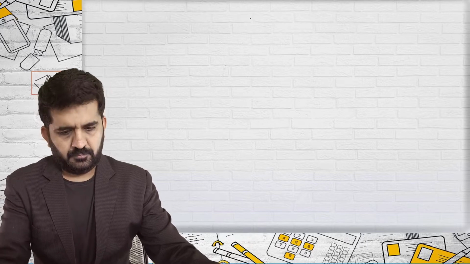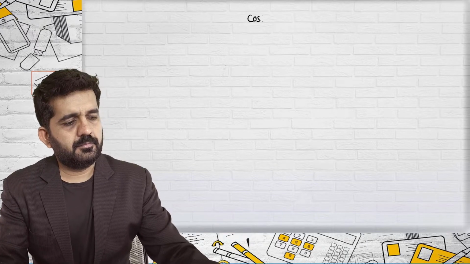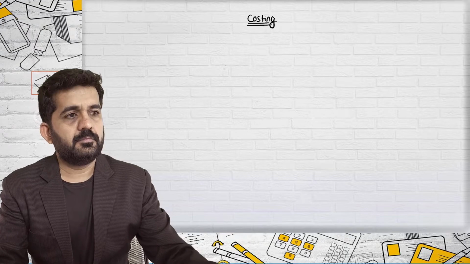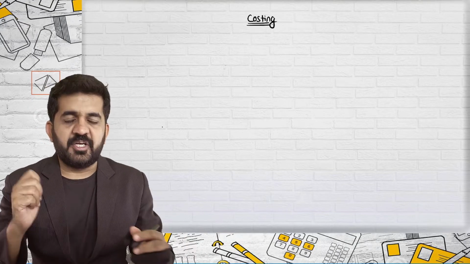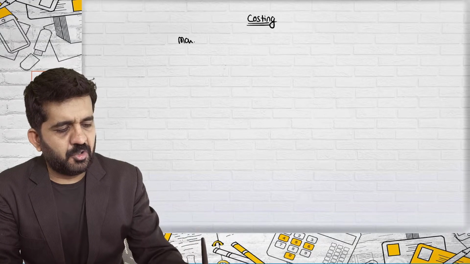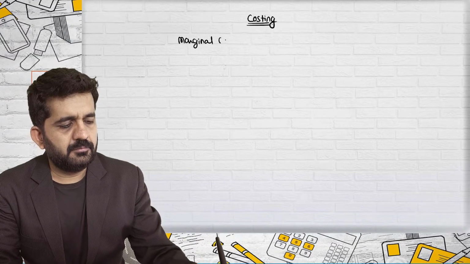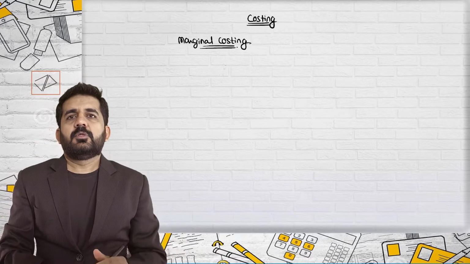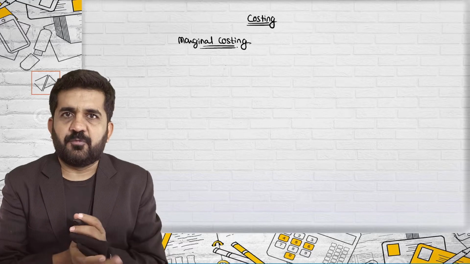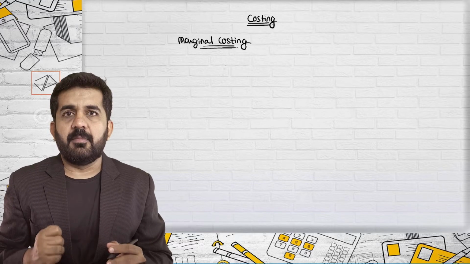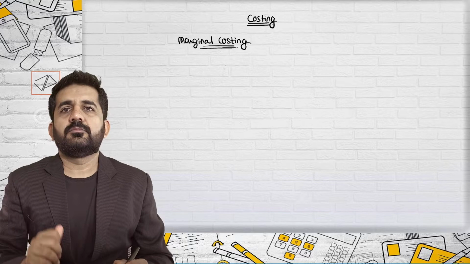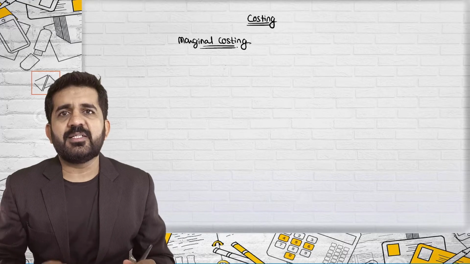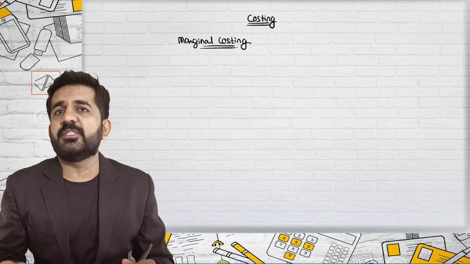We are going to start the subject of costing. In costing, there is one interesting chapter, which is marginal costing, which will be our first chapter for learning. Write down the heading: marginal costing. We are first understanding some basic points.